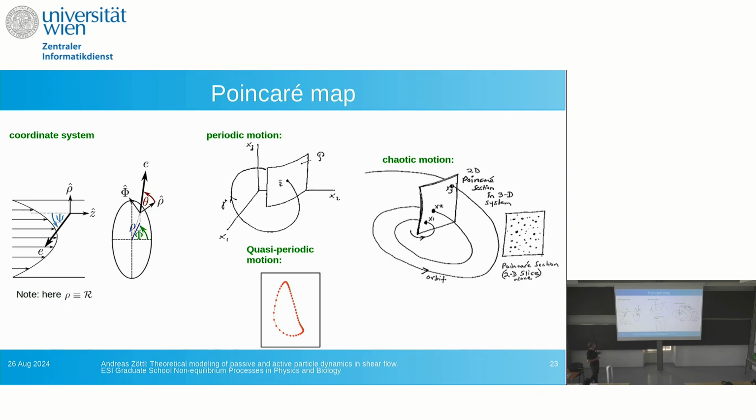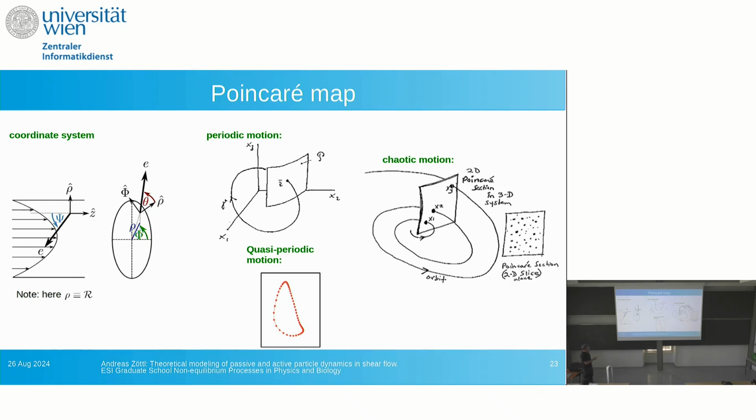And then in 3D, what you can do is a so-called Poincare map. So you look at 3D trajectories in the 3D phase space, and then you only consider points which go through a particular plane in phase space. And then you can somehow show what the quality of the trajectories looks like in a 2D plane.